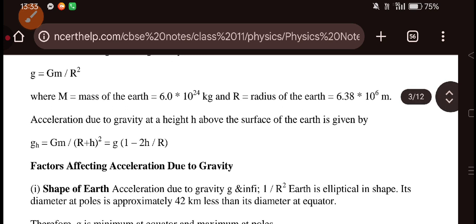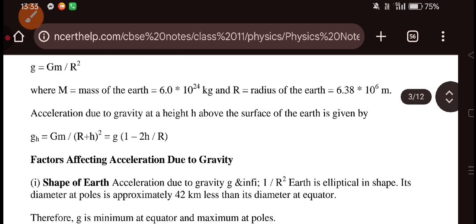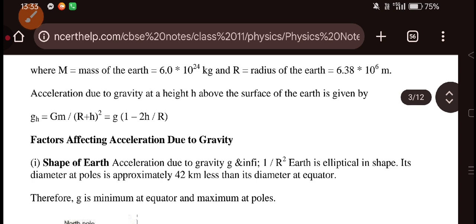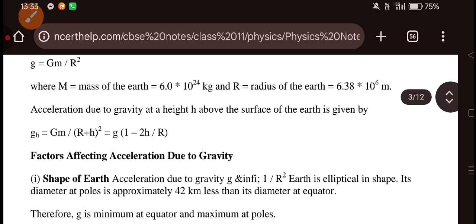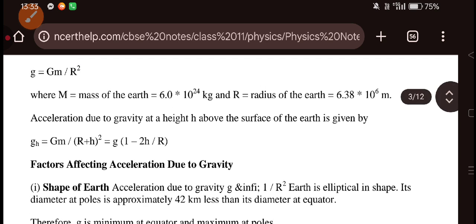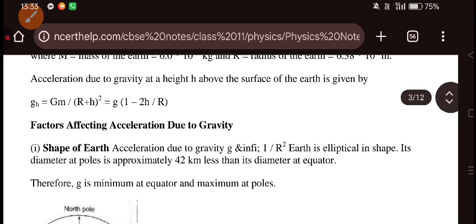Acceleration due to gravity at height h above the surface of the earth is given as g_h equals GM upon (R plus h) squared. Just add h with the R, everything else will be the same. Then it will be approximately equal to g into (1 minus 2h upon R). This formula we will get.